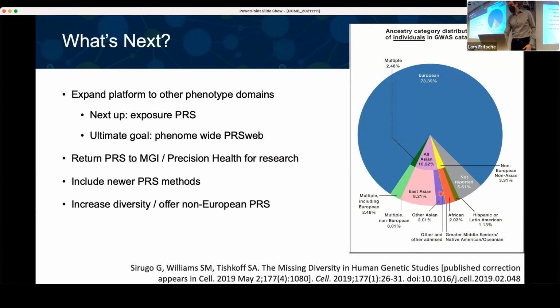But a study from 2019 shows that when you look at the GWAS catalog, almost 80% of the individuals that are analyzed are of European ancestry, followed by East Asian. There are some African cohorts in here, and some cross ancestry studies are in here as well. But people have to do a lot of catching up to increase diversity for GWAS studies.